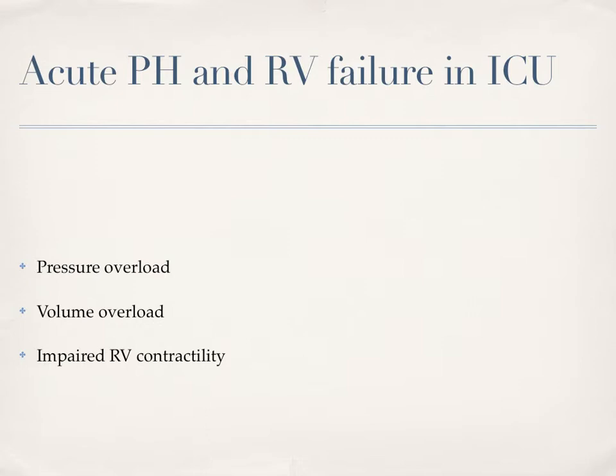So what we've been talking about up to this point is chronic pulmonary hypertension and the right ventricular adaptations in response to that. In ICU, you can also get acute pulmonary hypertension, and the right ventricle doesn't really have the capacity to cope with sudden changes. It can only really accommodate gradually and slowly over time. So if there are sudden increases in the pulmonary pressures, then the right ventricle often decompensates pretty quickly. Those things can be an acute pressure overload, volume overload, or some problem particularly with right ventricular contractility.